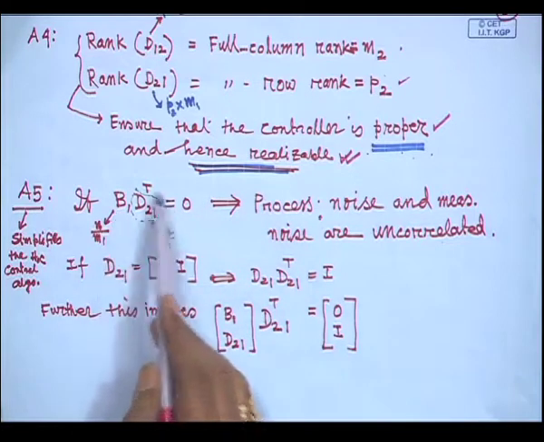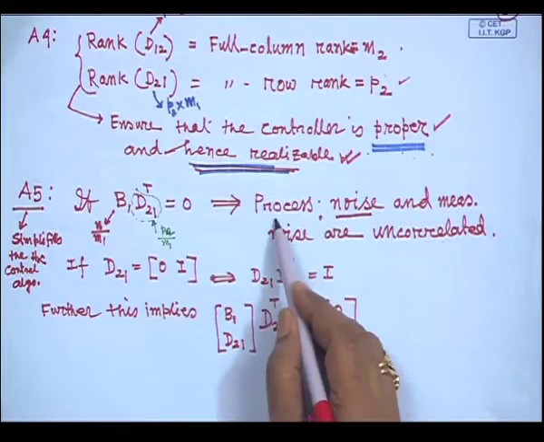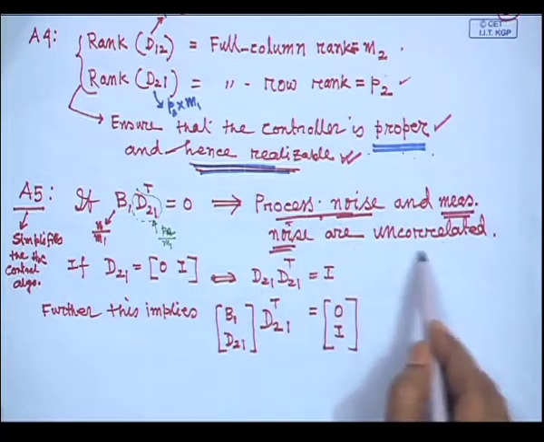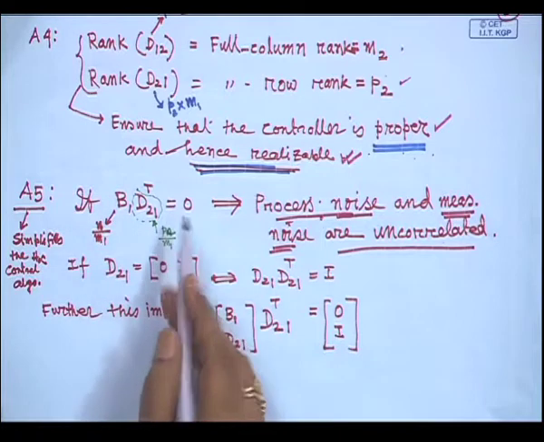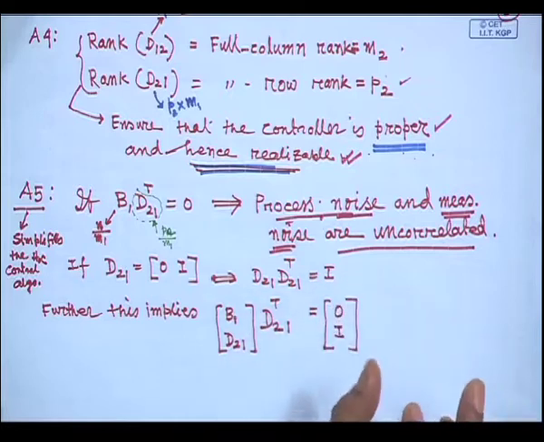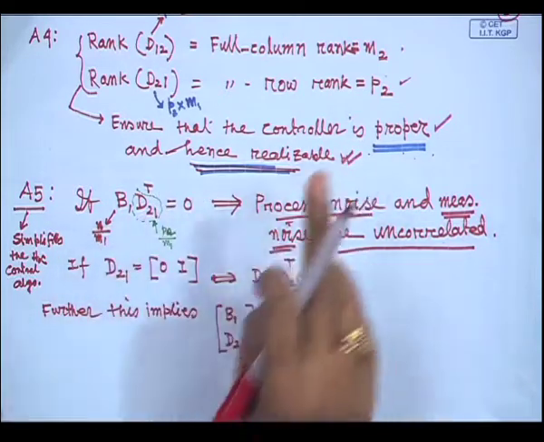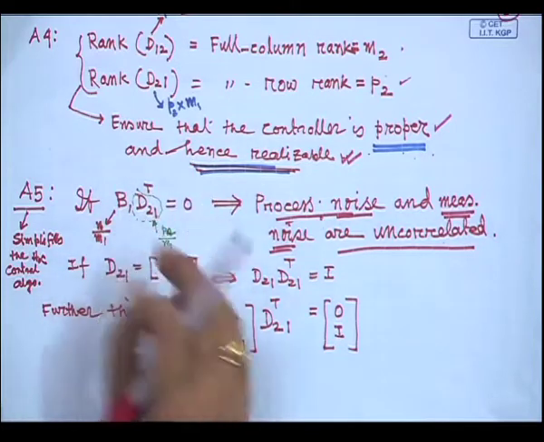This will be 0 when they are uncorrelated, that means when the process noise and the measurement noise are uncorrelated. Then this product will be 0, because this product will come in the H infinity control algorithms. If it is uncorrelated, whenever we get B1 D21 transpose, we will put it 0.